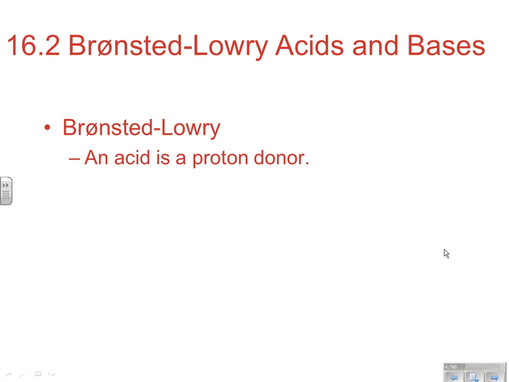Now what is a proton? Well, a proton would be H plus. Remember, hydrogen, your most stable, normal version of hydrogen, has one proton, one electron. So if you lose your one electron, what you're left with is a proton. So H plus is a proton. So if you're a proton donor, you're an acid. And then the base would be the thing that accepted that proton. So a base would be classified as a proton acceptor.